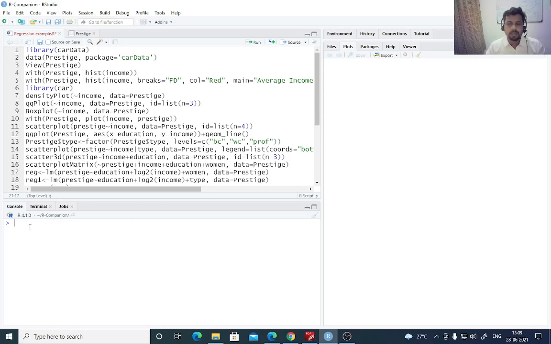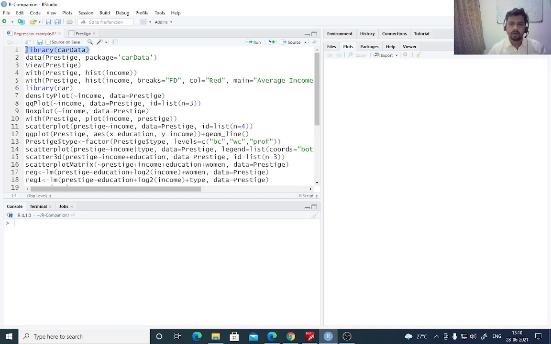Alright, so in today's session, let us look at an example to understand the basic concepts of multiple regression on R. And for this particular session, I have used data from the package carData, and the data is the occupational prestige data for 102 respondents. So let us start then.